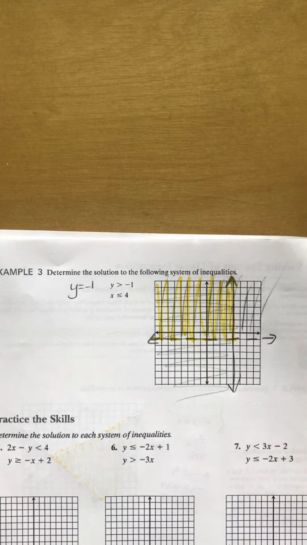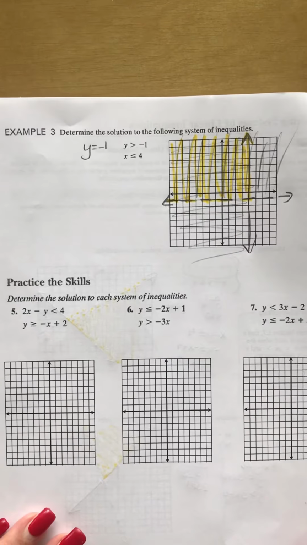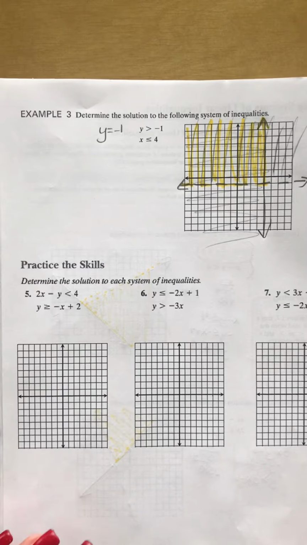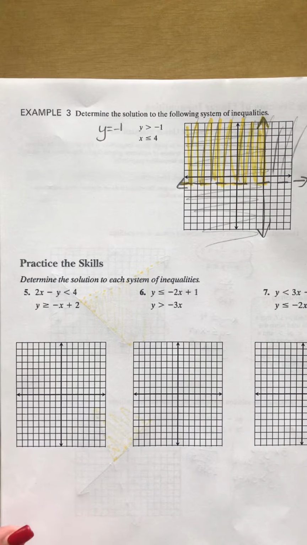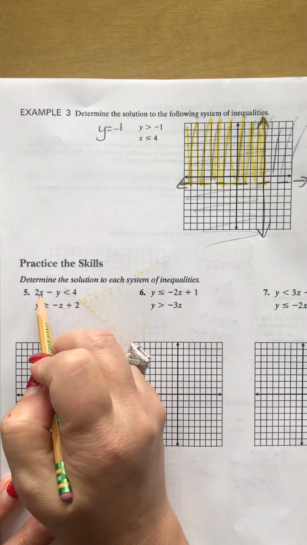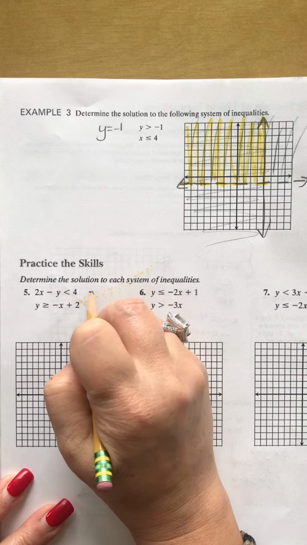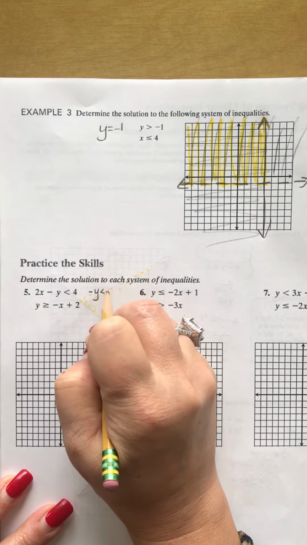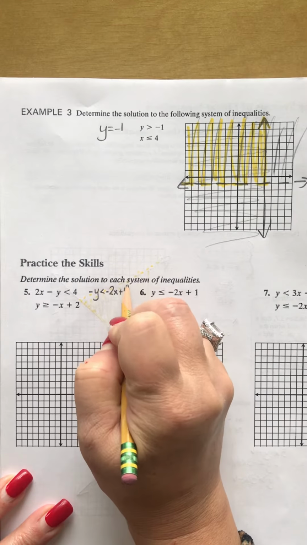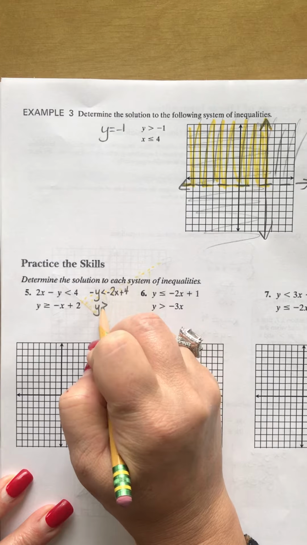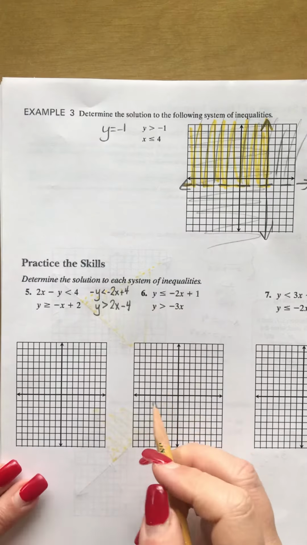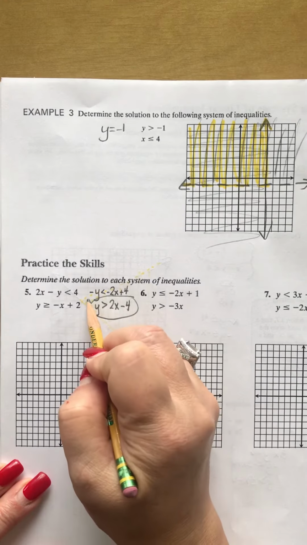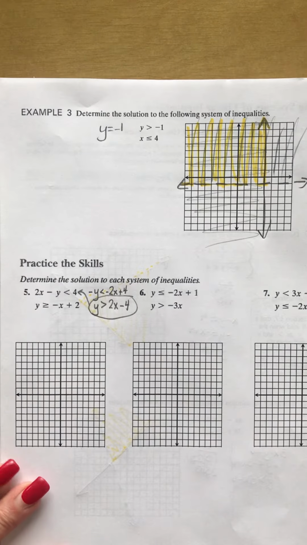Okay, now here's some extra practice problems. Okay, so for number 5, what you're going to want to do is rewrite these in slope-intercept form. So if I bring 2x to the other side, I get -y is less than -2x plus 4. Divide by -1, but we have to flip the sign, don't forget. So it's positive 2x minus 4. This is that equation rewritten in slope-intercept form.